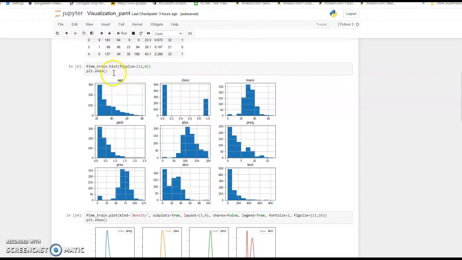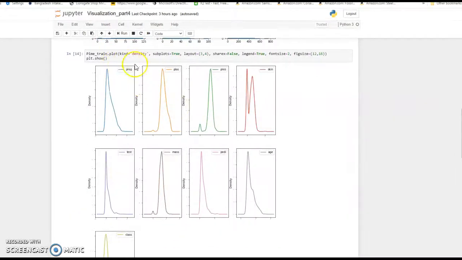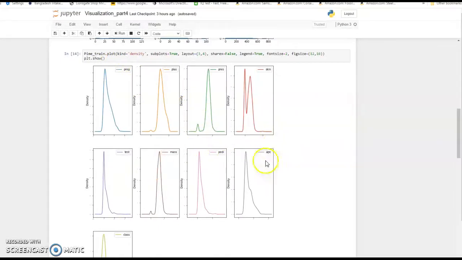First, we are going to generate the histogram of all the variables, and we can see that the variables mass, pedi, and plasma got normalized data, and the age data is skewed. After that, we're going to plot the data on the density graph. This is the density graph of all the variables.